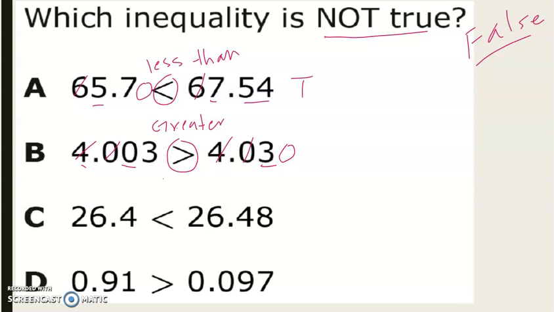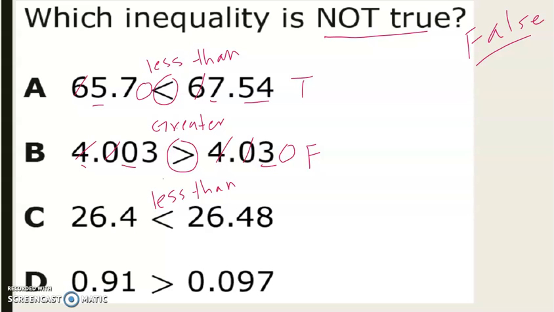Okay, so let's see if this sentence is true. This is 0 is greater than 3. Okay, now based on this sentence, I know that 0 is not greater than 3, so this has to be false. Okay, now I am looking for a false statement, so let's make sure. Let's check one more just to make sure. Alright, so for C, we have 26 and 4/10, and this is less than 26 and 48/100.